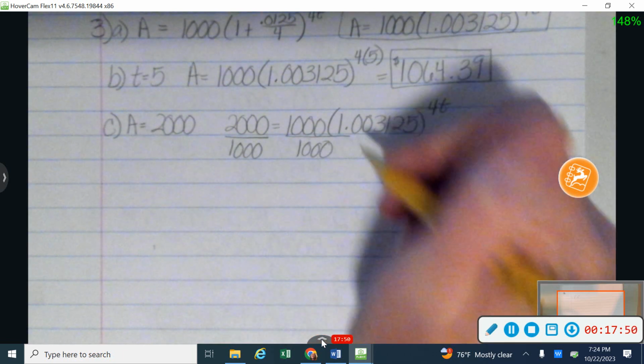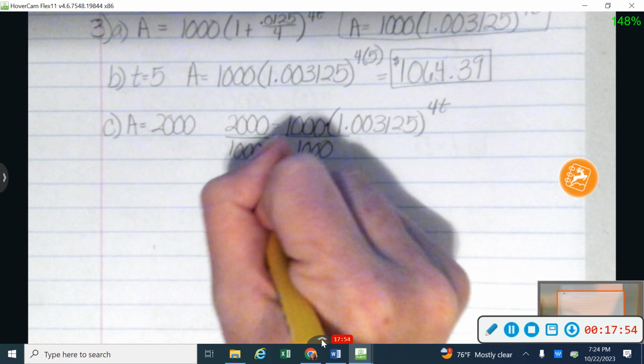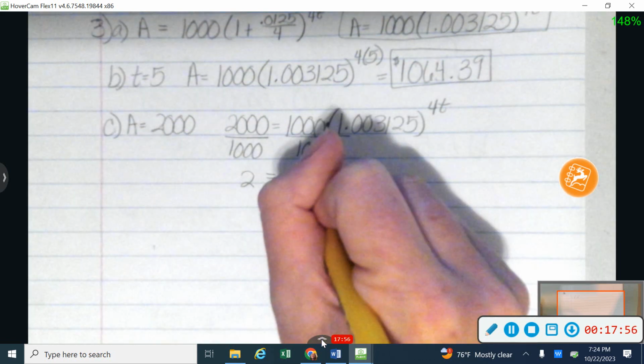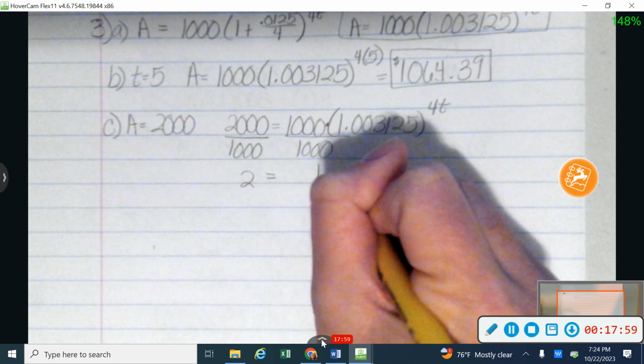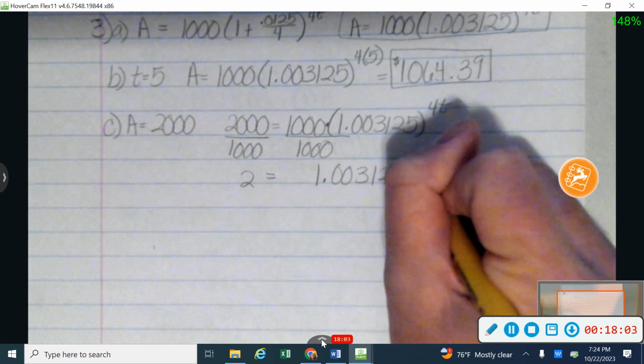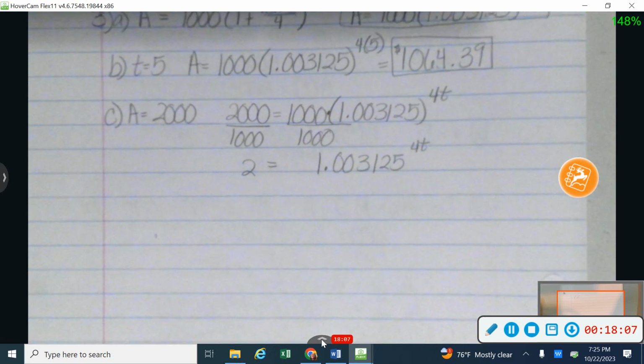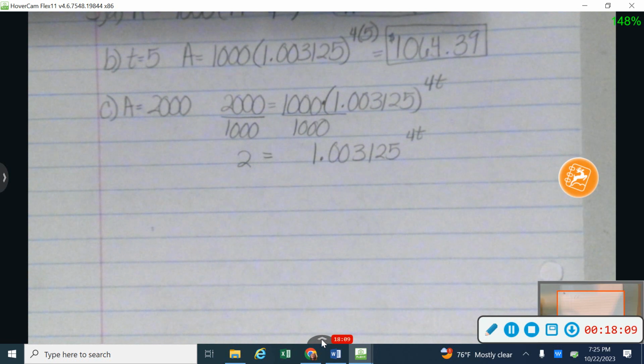All right, I'm going to start. These are multiplied together, so I'm going to start by dividing over. Again, that should always give you a 2 right there, and it's a 2 because we are doubling. Let's leave a little bit of space, and all of that to the 4t power. And again, if you want to change into a logarithm at that point, you can.